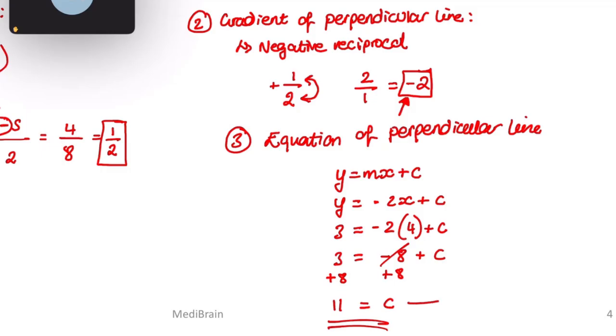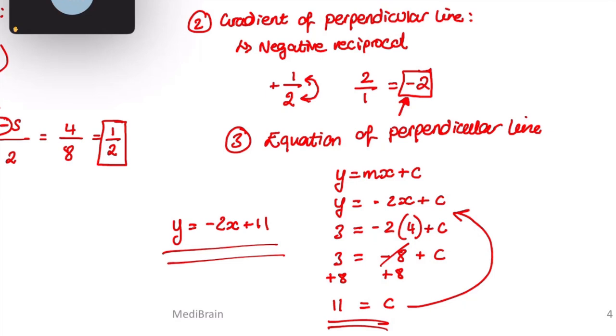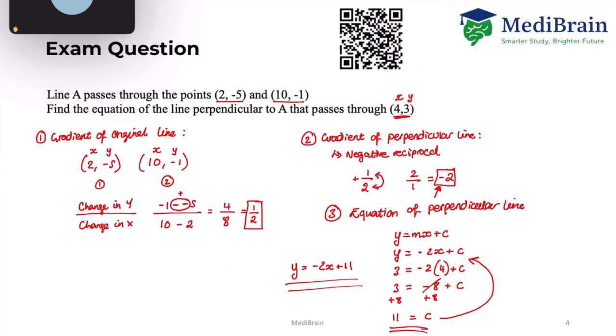So now we know what c is. We're going to substitute it into this equation over here. Okay, so we're going to have y equals minus 2x plus 11 as our final answer. Okay, so we've just worked out what c is. So the final answer there, the equation of the line which is perpendicular to A, is y equals minus 2x plus 11. Okay?